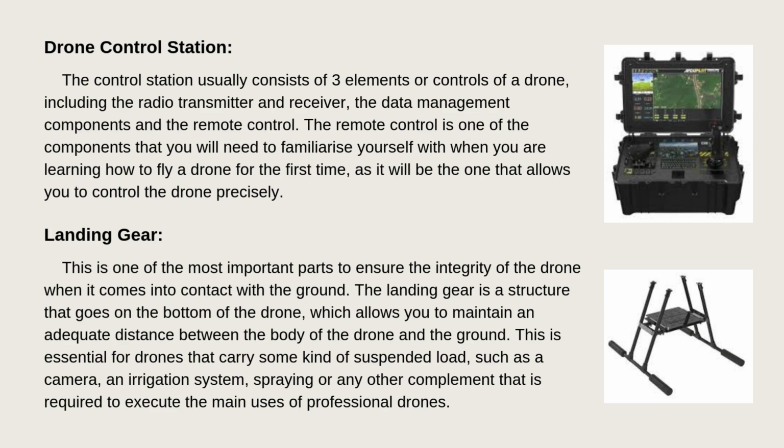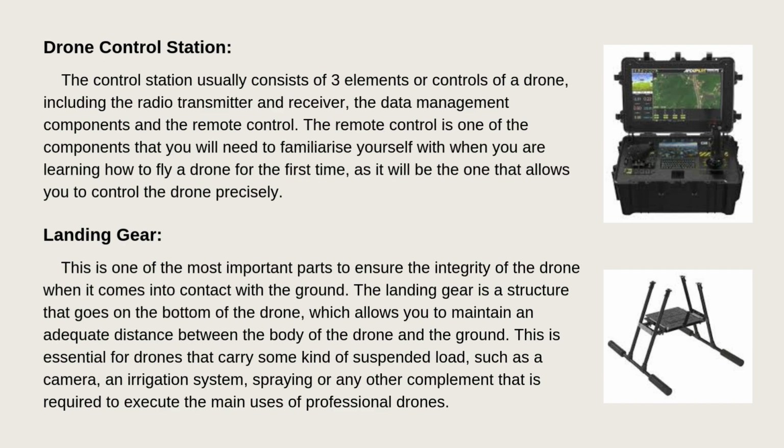Landing gear. This is one of the most important parts to ensure the integrity of the drone when it comes into contact with the ground. The landing gear is a structure that goes on the bottom of the drone, which allows you to maintain an adequate distance between the body of the drone and the ground.